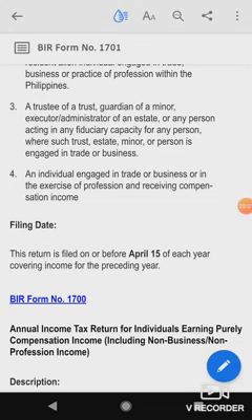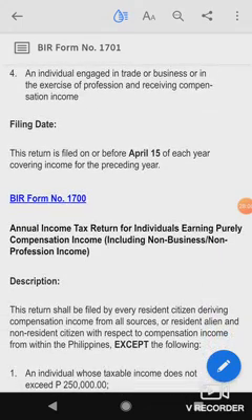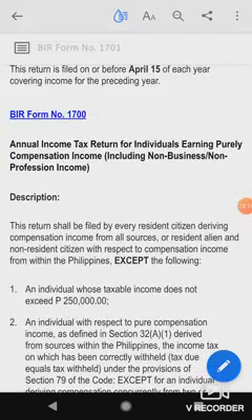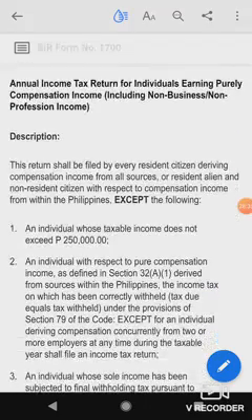Number 4, an individual engaged in trade or business or in exercise of profession and receiving compensation income. The filing date: this return is filed on or before 15th of each year, covering income from the preceding year. So we have the last type of form, 1700. This is the annual income tax return for individuals earning purely compensation income, including non-business and non-professions. 1700 is for individuals earning from pure compensation with no engagement in any business or practice of profession.